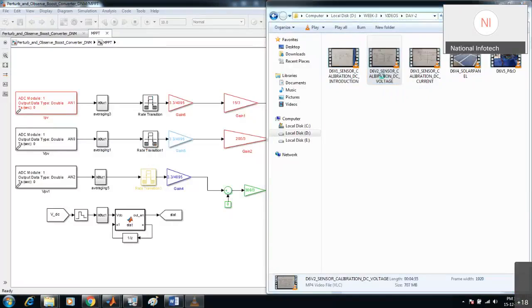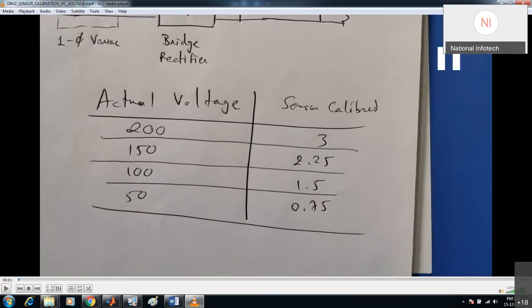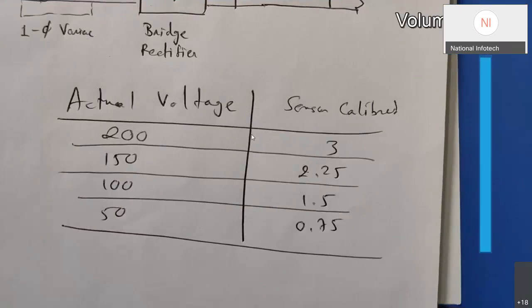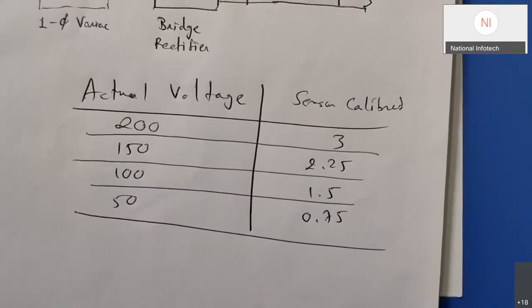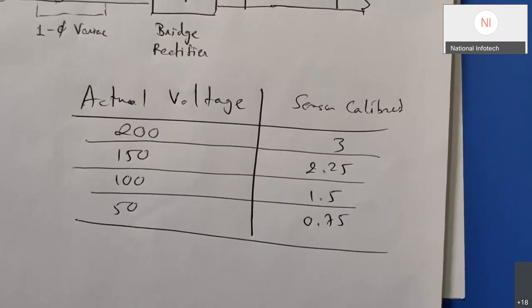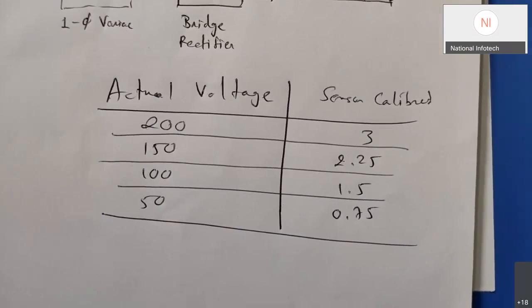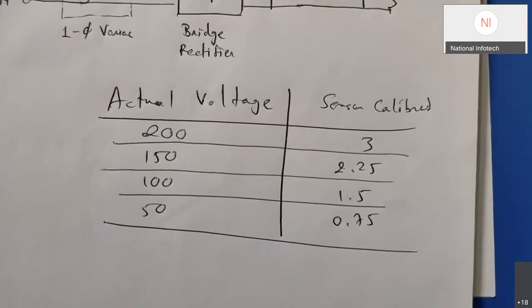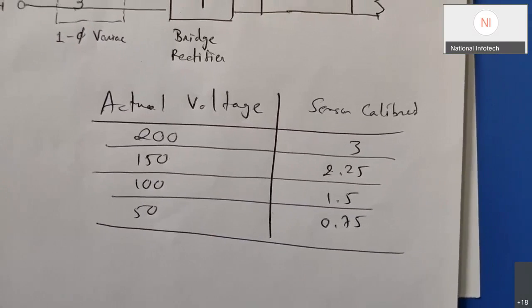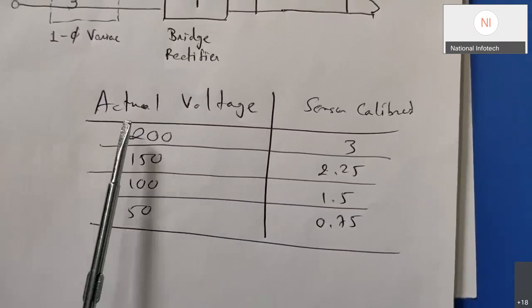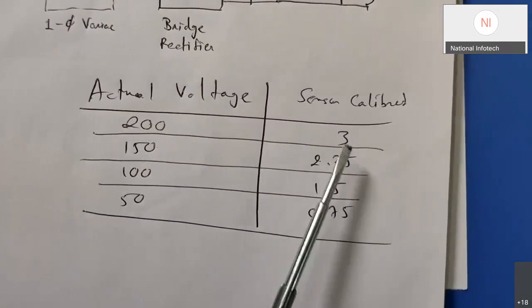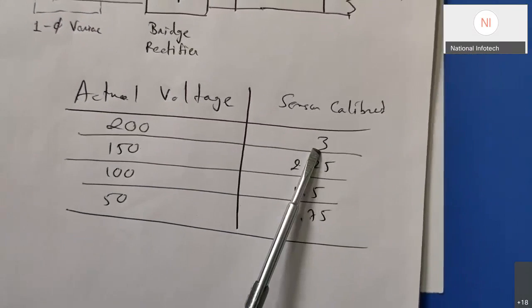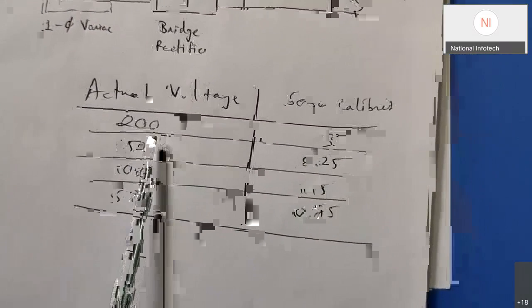So we will see how we can calibrate the DC voltage sensor. As we have seen the setup of this voltage sensor calibration, first we are going to calibrate the voltage sensor. We are going to set the actual voltage of 200 volt, and our sensor should give 3 volt at the 200 volt DC.